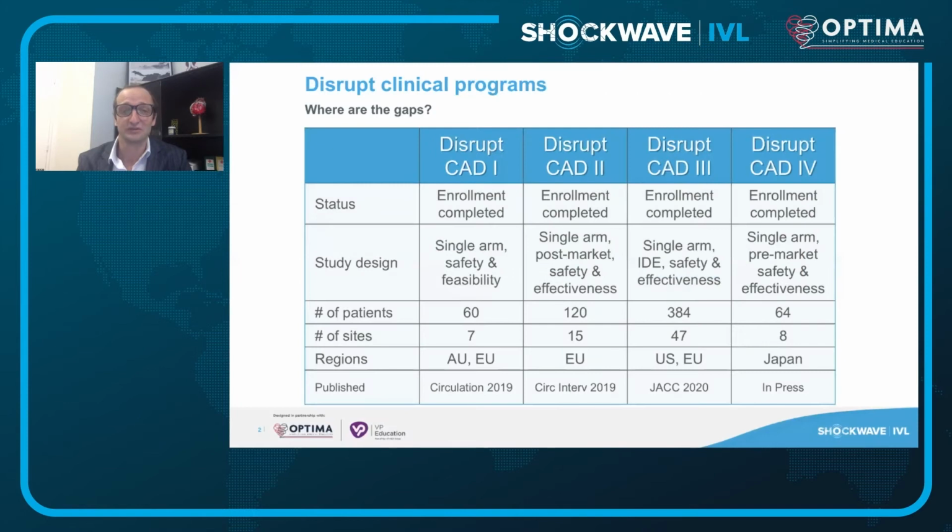So as you know, and as you described, IVL evidence comes from the Disrupt CAD clinical program: CAD1, the first-in-man; CAD2, the post-market registry; and finally CAD3, which was the worldwide study for the FDA approval. But you know that in this kind of study, patients are highly selected, as is the clinical indication. And so we can still find gaps in evidence in our daily practice for the use of IVL.